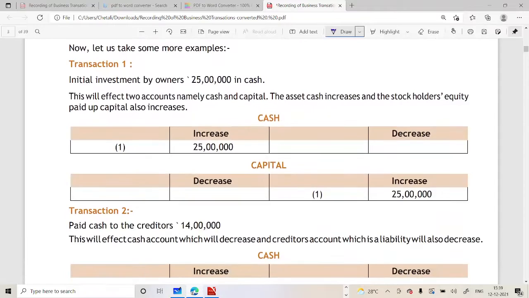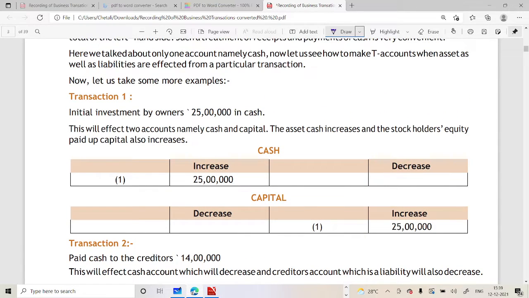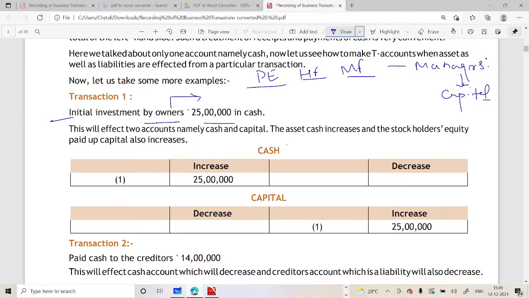Let's see in the T shape what has happened here. The things we have discussed above will definitely help us to understand this particular point. Initial investment by owners in a PE business, or maybe even in a hedge fund or mutual fund business, the managers also do some investment in that particular scheme. That would be the capital for them, right? And even investor fund is also part of the capital.